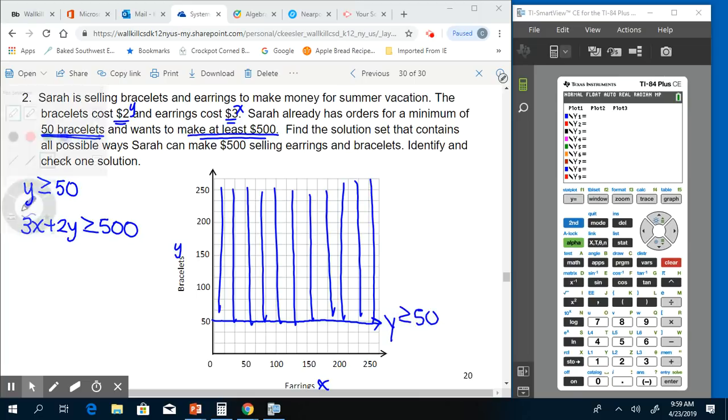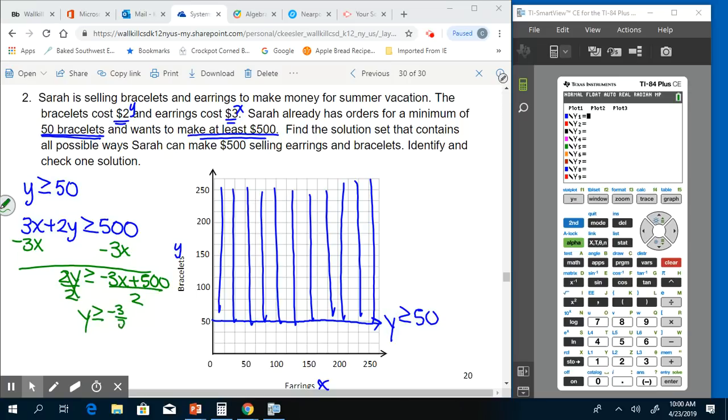And then for the second equation, we have to do some rewriting. So we subtract 3x. 2y is greater than or equal to negative 3x plus 500. Divide by 2. And y is greater than or equal to negative 3 halves x plus 250. So in this case, it would be easier to use our graphing calculator to graph that equation.